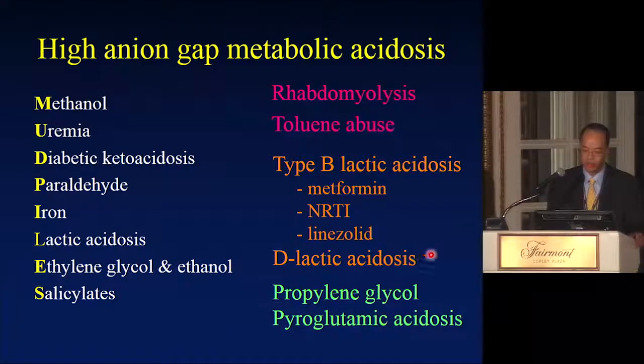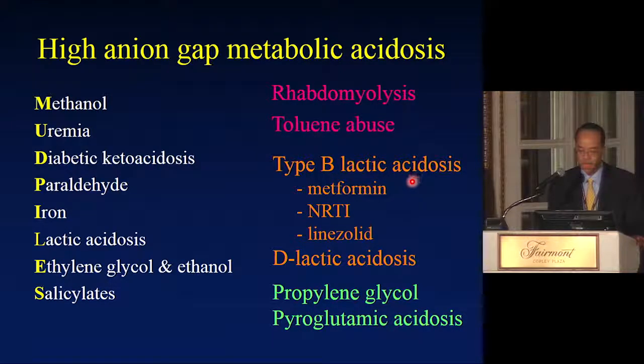And in addition to the conventional forms of lactic acidosis due to decreased tissue perfusion, like in patients in shock and sepsis, which we call type A lactic acidosis, there are also patients who have lactic acidosis that's not associated with tissue hypoperfusion, which we call type B lactic acidosis. And some of the most common types that we encounter nowadays are from meds like metformin, some of the antiretroviral drugs, and linezolid.